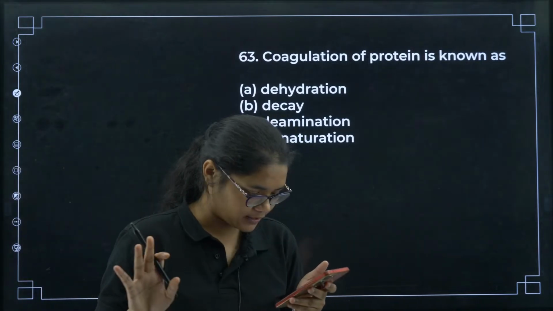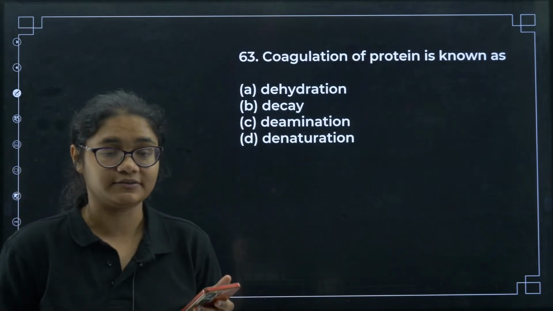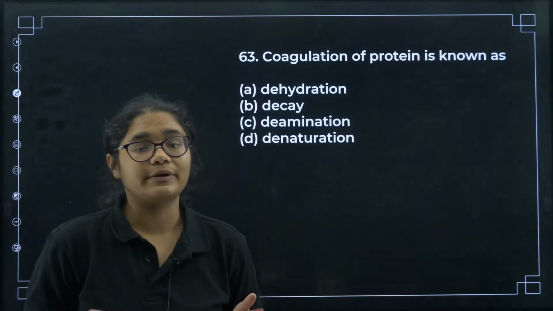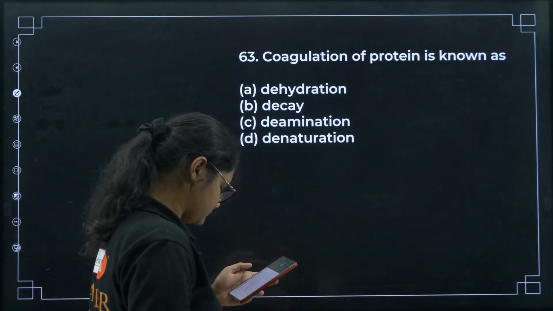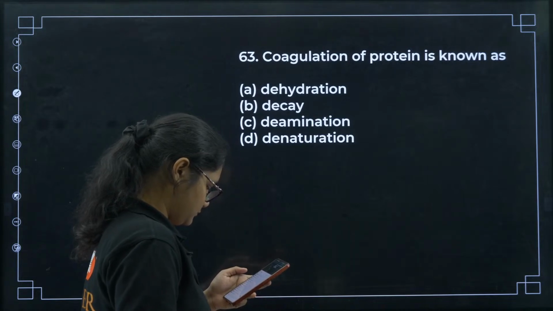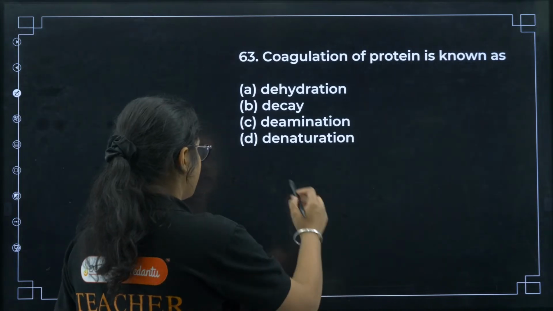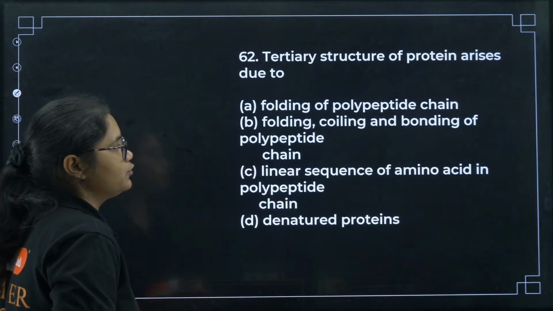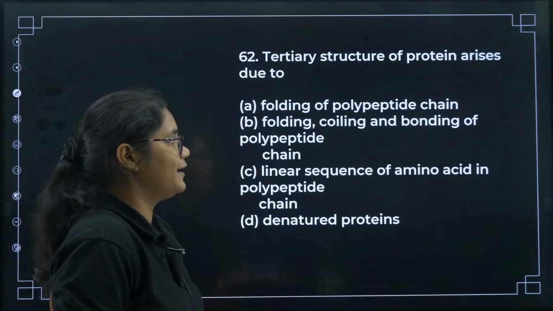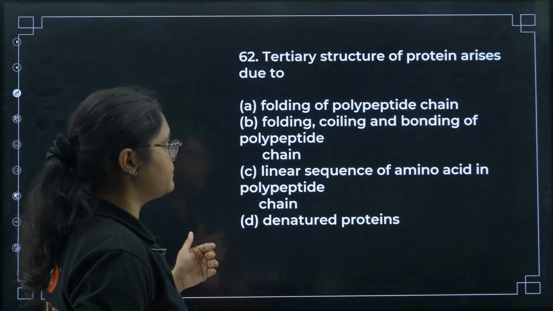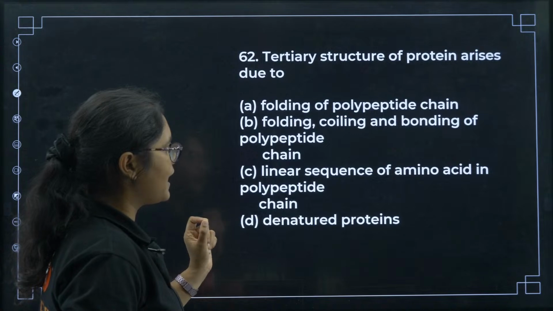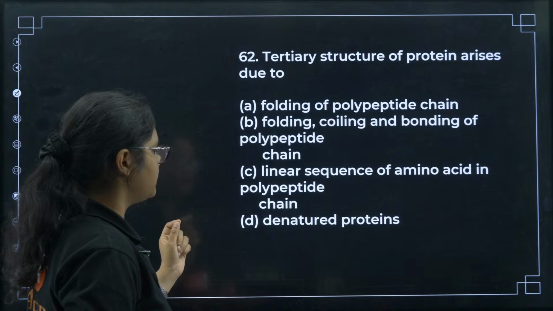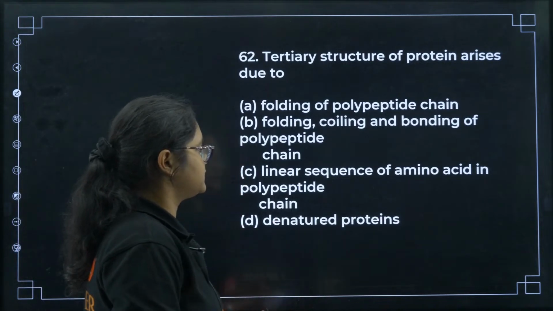Yes, 64, all of you are giving the correct answer. Next question, 63. Coagulation of protein is known as? Yes, Dev correct. Again, first Dev, denaturation is the correct answer. 62. Tertiary structure of protein arises due to folding of polypeptide chain, folding, coiling and bonding of polypeptide chain, linear sequence of amino acid in polypeptide chain, denatured proteins.